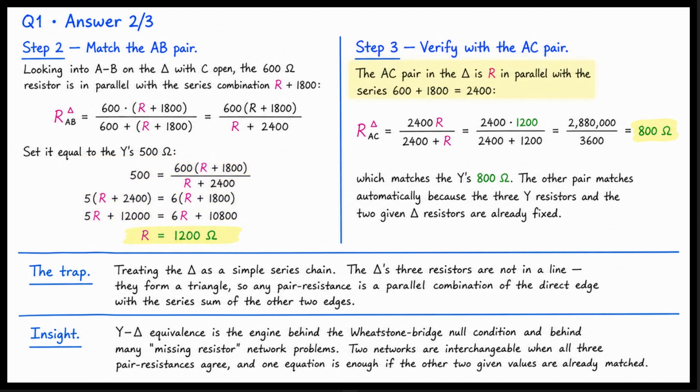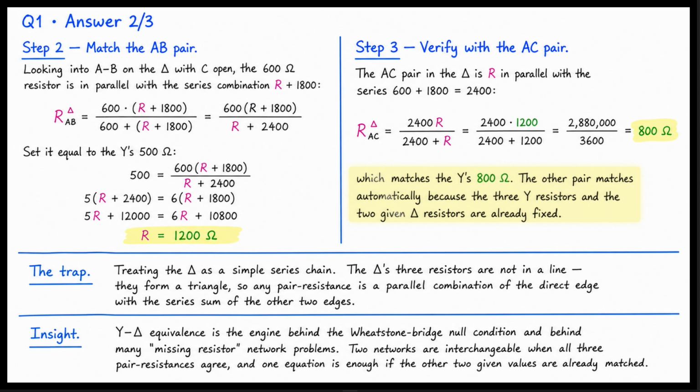Option 4. Step 3, as a sanity check, compute RAC on the delta with B open. The 2 paths are the direct R and the series 600 plus 18 equals 618 ohms. With R equals 1,200, that gives 618 times 1,200 divided by 1,818, which is exactly 800 ohms, matching the Y's 800 ohm A-to-C pair we computed earlier.